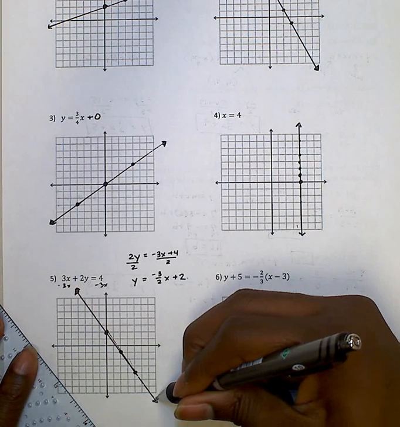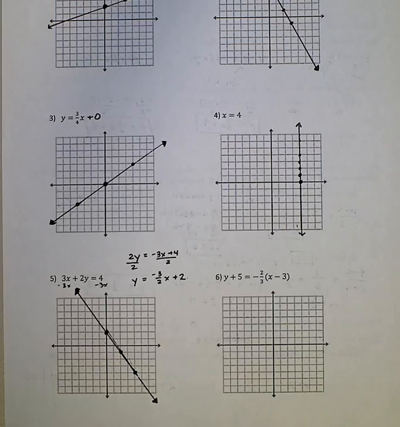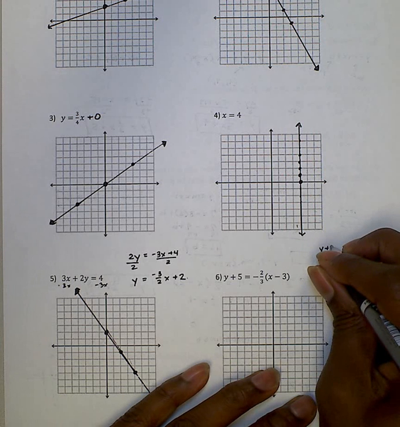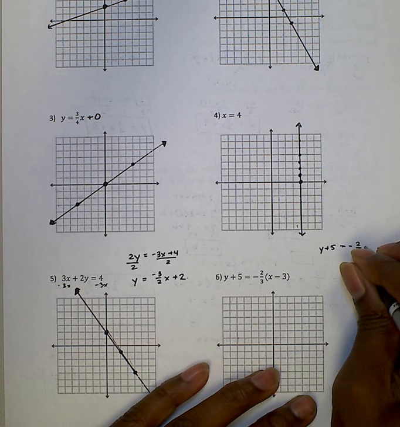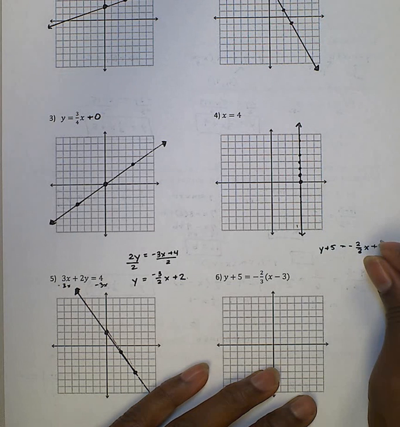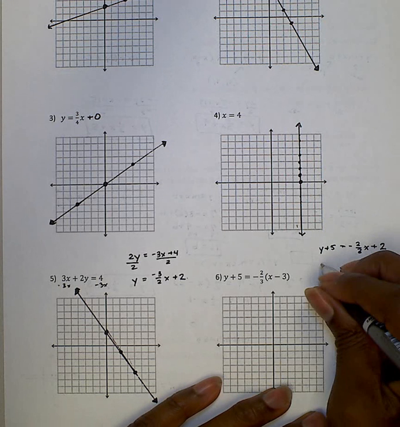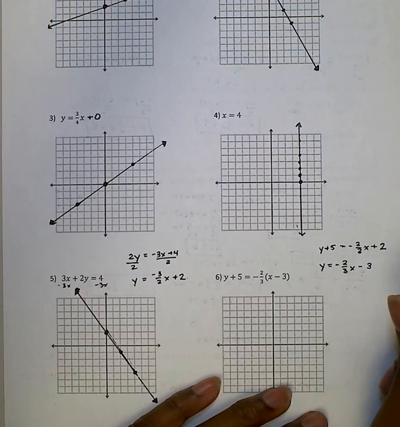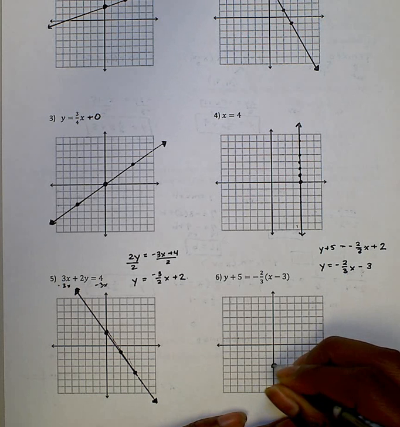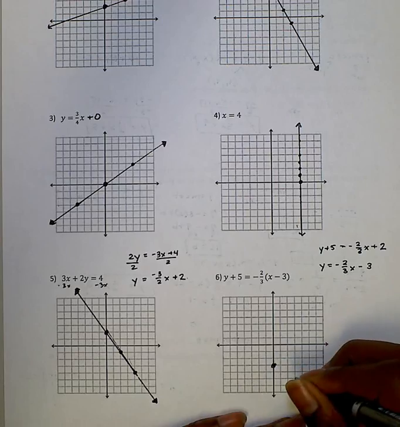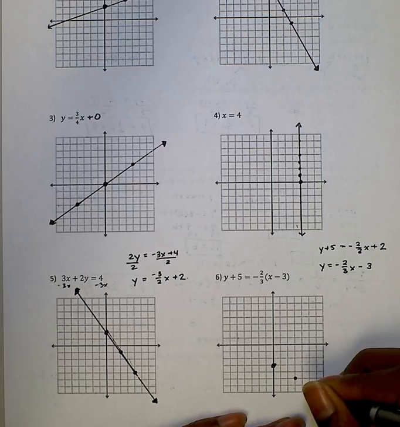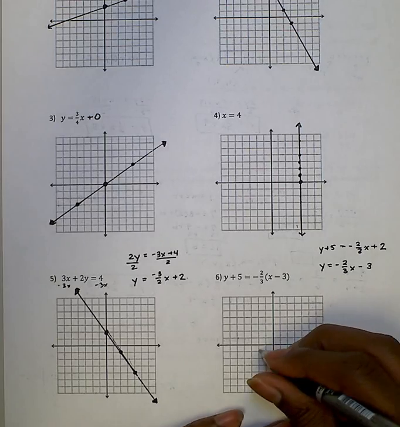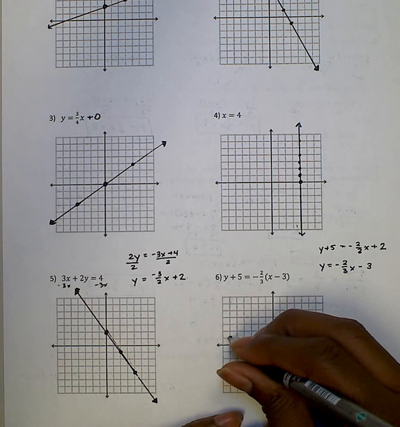Okay. Alright. And then 6, this is in point-slope form. Again, I would recommend that you put it in slope-intercept form, so the form that we're most familiar with. I'm going to move it up here to do that. Y plus 5, I'm going to distribute negative 2/3 x plus 6 divided by 3, which will be 2. Okay, then I'm going to move y by itself, so y equals negative 2/3 x minus 3. And there we go. Negative 3, 1, 2, 3. Alright, and then we go down 2 over 3. Down 2 over 3. Or we could go up 2 and left 3. Up 2, 1, 2, 3. Okay. And there's our line.